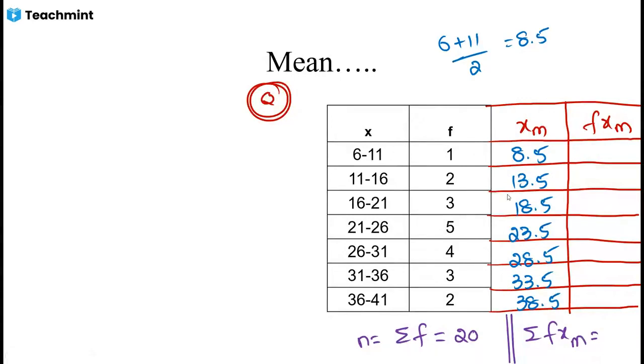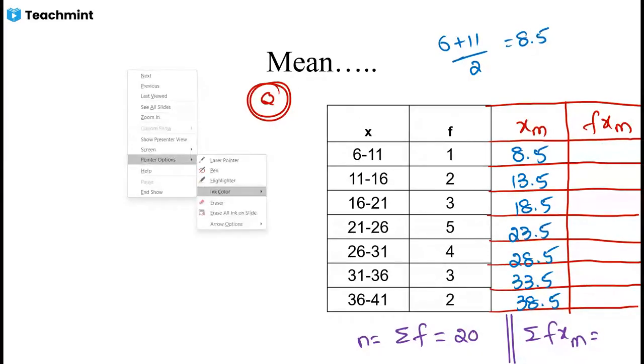Now f into xm, then divide by 20. We have to add the sum of f into xm, then divide. When it is an even number, it's easy for you, but when you have odd numbers, 23.5 into 5 is taking time. As per last year, the virtual calculator was allowed, but this year no information has been given by the team.